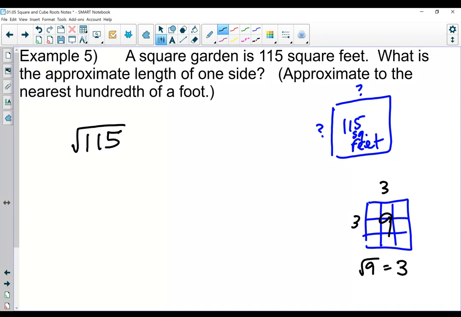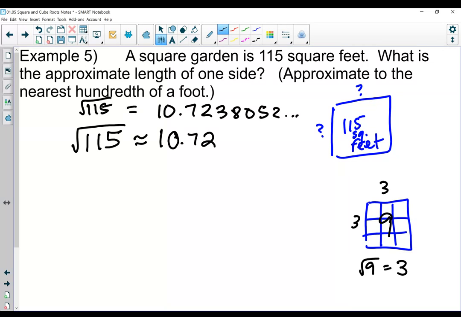So again, your book or your online lessons want you to use guess and check and common sense and kind of approximate this. We're just using a calculator. So it gives me 10.7238, and it goes on and on forever. It's irrational. So I'm going to write 10.72 because a 3 comes next. Maybe I should write that out. 7238052... So when I round, because a 3 is the next one and 3 is less than 5, I leave it as 10.72.